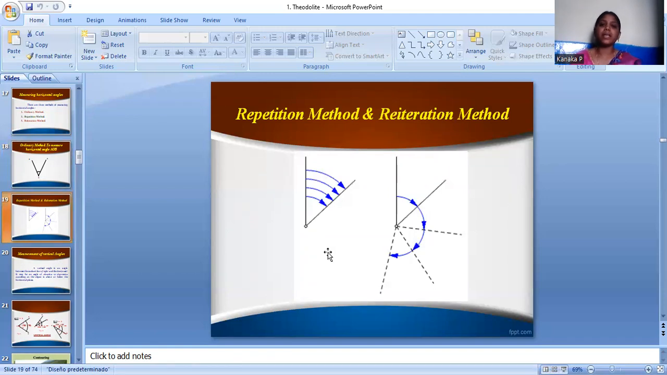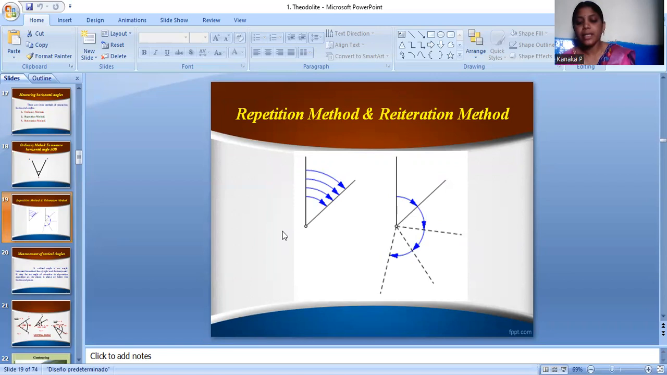Next one is the repetition method. This method of measuring horizontal angles is used for very accurate work. This is the procedure of repetition. First, the instrument is set over the station O and the temporary adjustments are made. The telescope should be in the normal position and the face should be left.